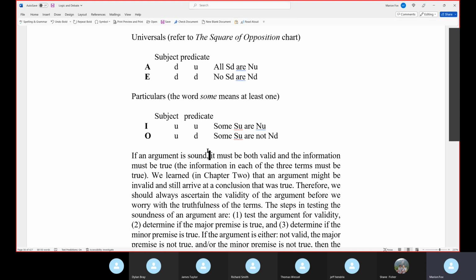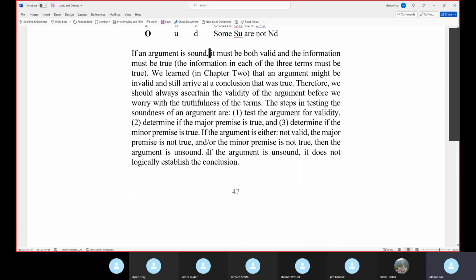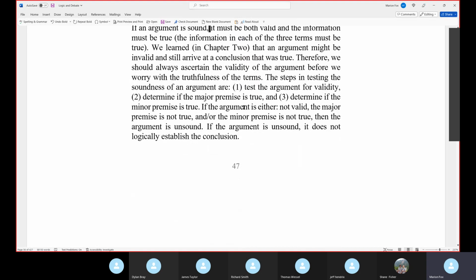All right, the first thing we want to do with an argument, we're going to look at some arguments, is test it for validity. If it's not valid, don't even worry about it. If you show it's not valid, it doesn't prove anything. You don't have to worry about whether the major and minor premises are true or not, because even if they are true, the argument doesn't necessarily prove the conclusion they're trying to draw from it.